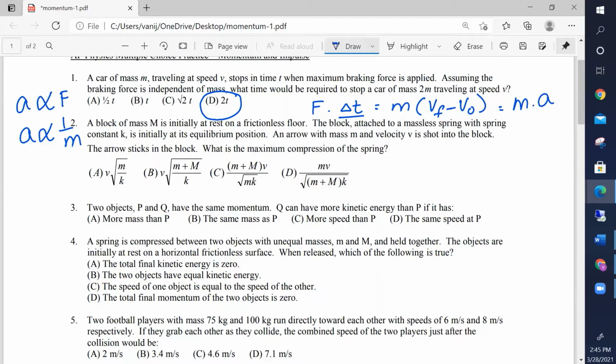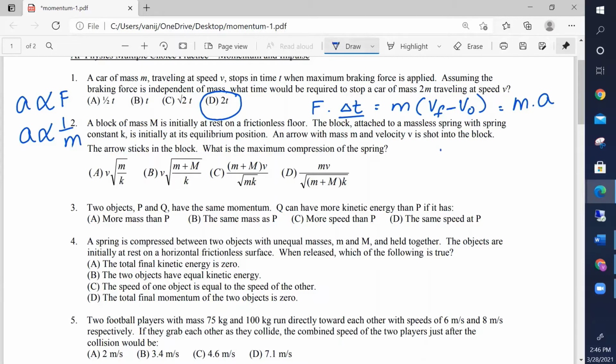A block of mass m is initially at rest on a frictionless surface. The block, attached to a massless spring with spring constant k, is initially at its equilibrium position. I would always suggest that if you're not able to visualize the problem as you read it, go ahead and draw the diagram.